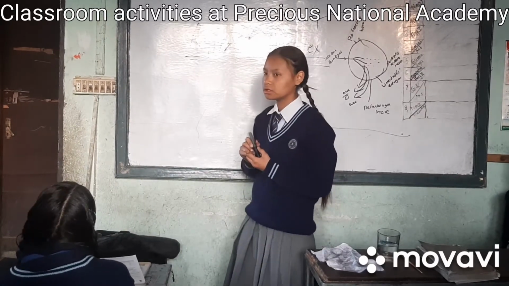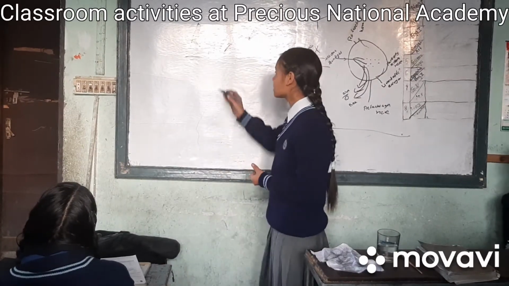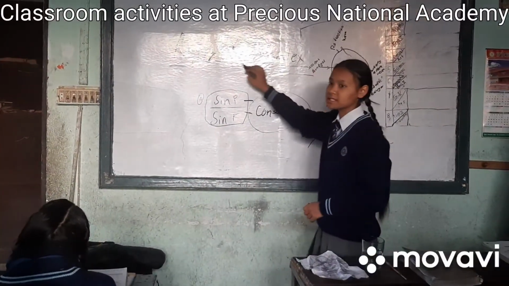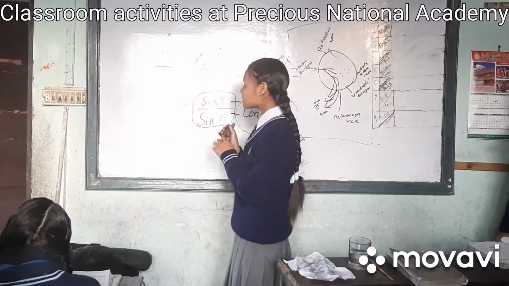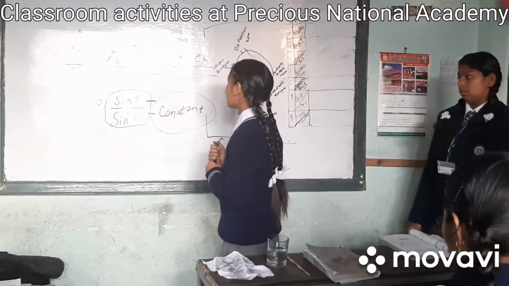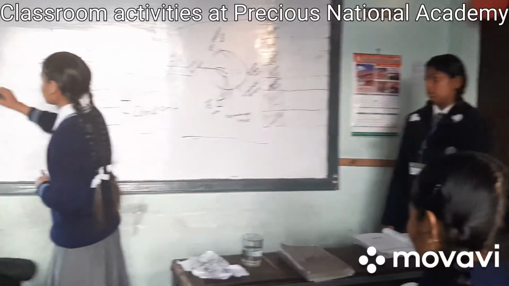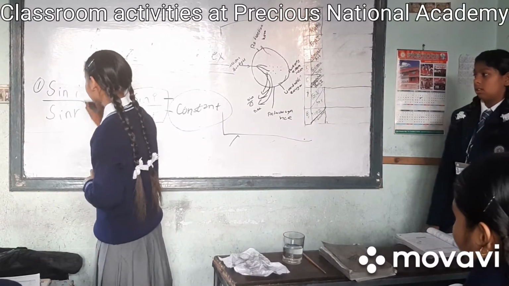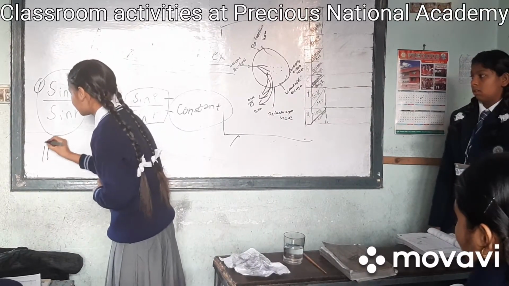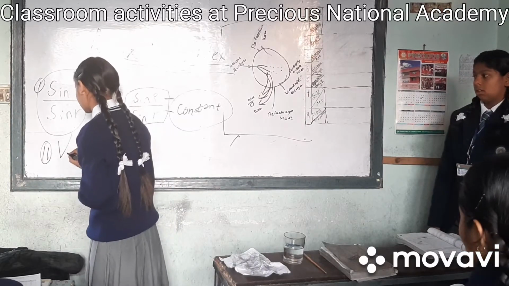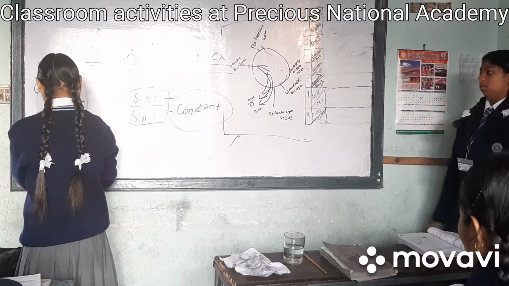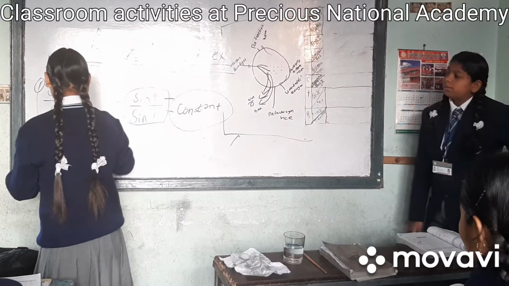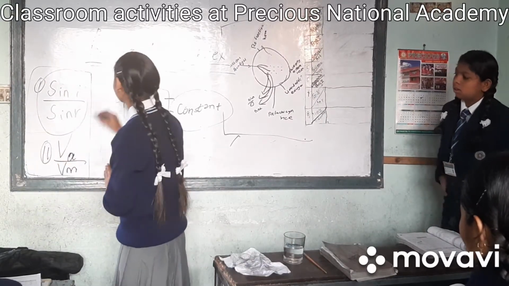In the second law of refraction of light, we have read about the refractive index. This constant is known as the refractive index. There are some formulas to calculate the refractive index. One of the formulas is sin i by sin r, and the second one is the velocity of light in air divided by the velocity of light in the medium. These are the two formulas to calculate the refractive index.